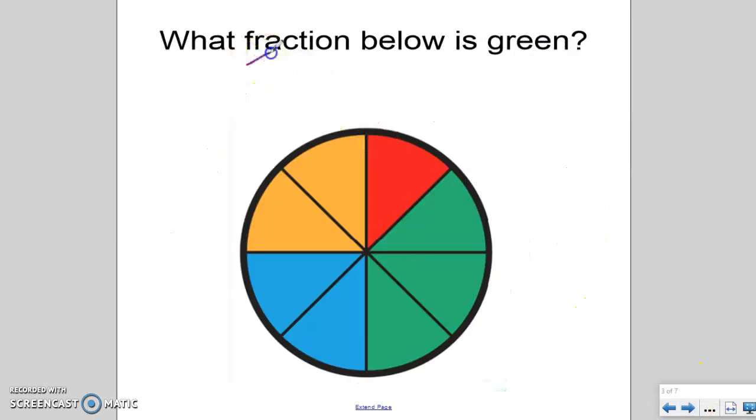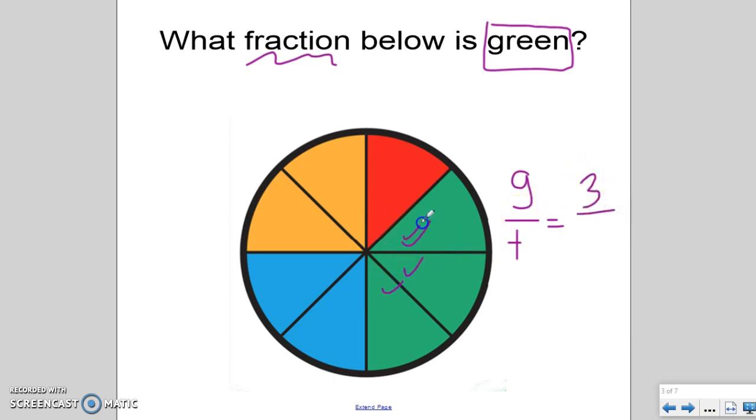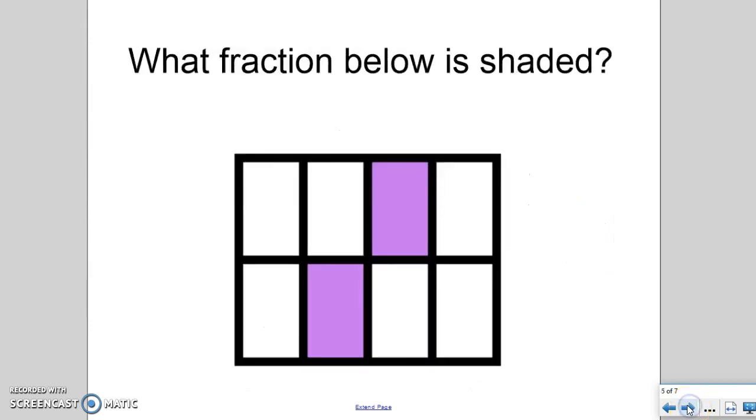With this one, where again our answer is going to be a fraction, we're looking for what fraction is green. So we're looking for how many are green out of the total. So I can see here that I have 1, 2, 3 green out of 1, 2, 3, 4, 5, 6, 7, 8 total. And so the fraction that's green would be right here, 3/8, because 3 out of 8 are green.